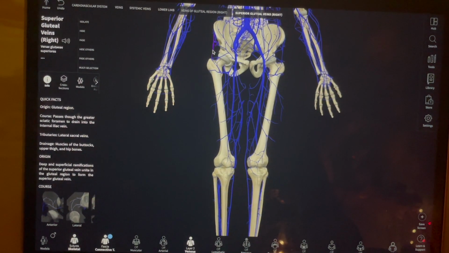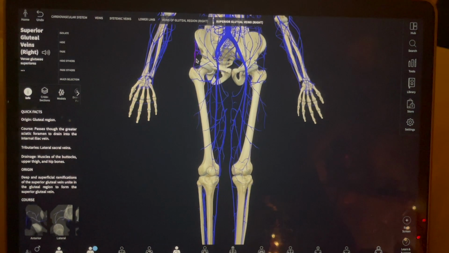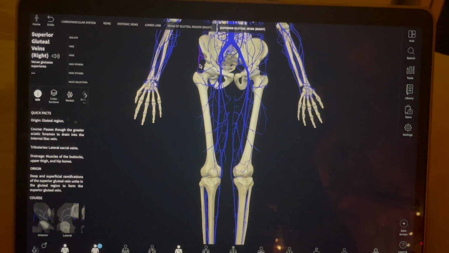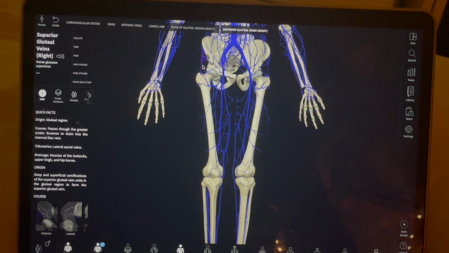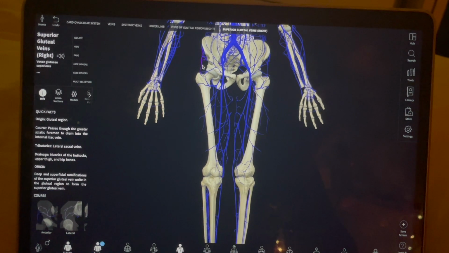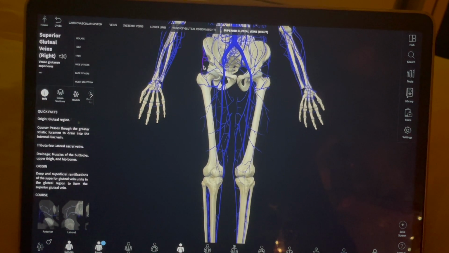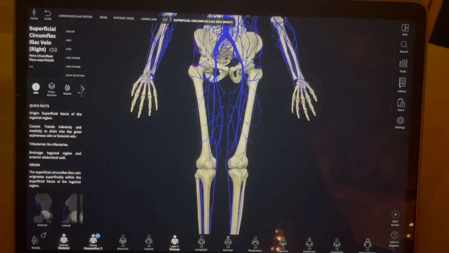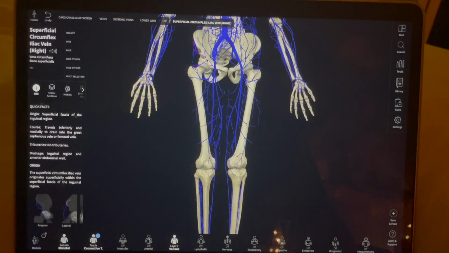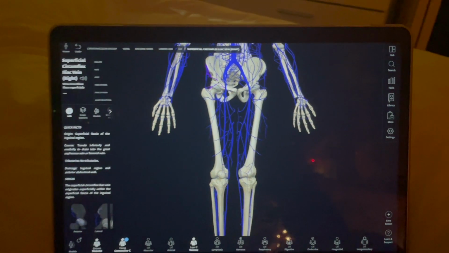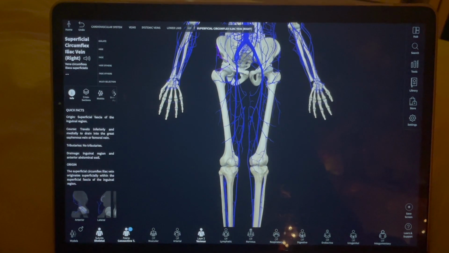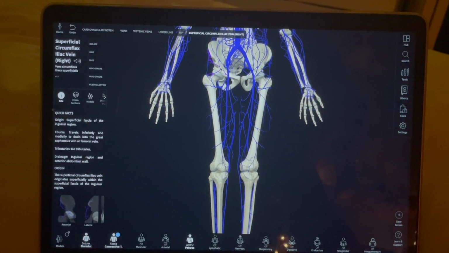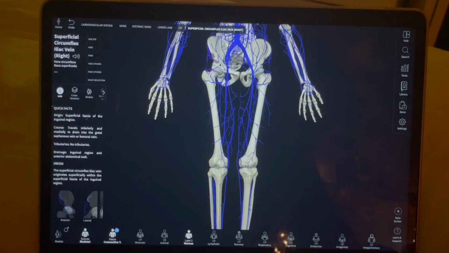We have the superior gluteal veins as well, which is where my cursor is right there. And this is going to pass through the greater sciatic foramen to drain into the internal iliac vein. And this drains the muscles of the butt, the upper thigh, and the hip bones. There's also the superficial circumflex iliac vein, which travels inferiorly and medially to drain into the great saphenous vein, or the femoral vein. And this is going to drain the inguinal region and the anterior abdominal wall.